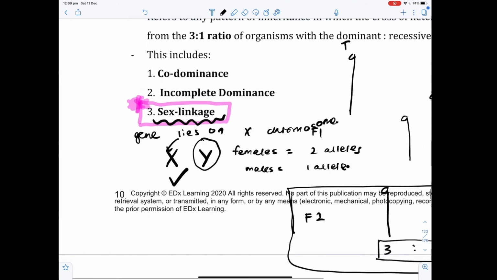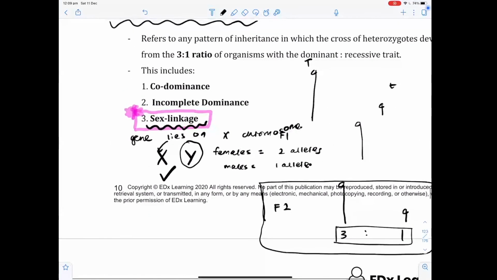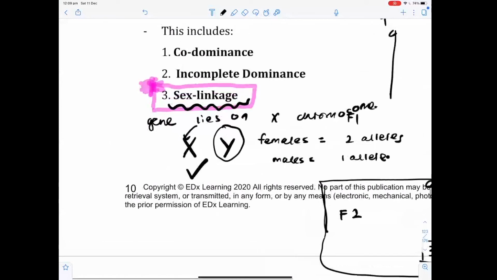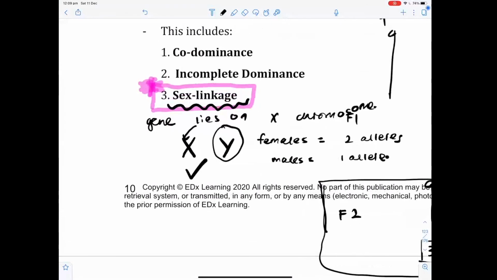So if you ever look at, have you done pedigrees before? Yeah. So you'll see in those pedigrees, it's only males who will be affected. If you ever see that pattern, you should be thinking, is this a sex-linked disease? Okay. Good implication. All right, we will resume at 12:16.